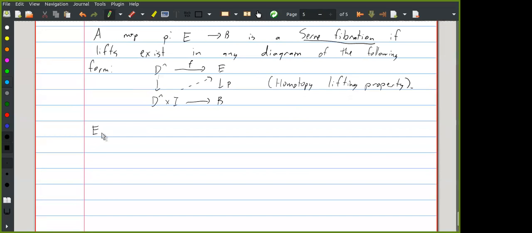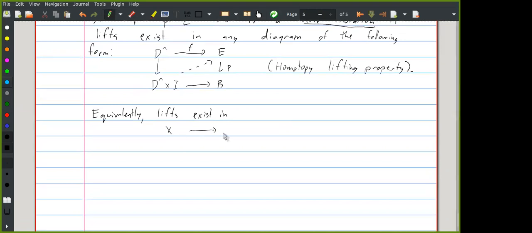It's equivalent to say that lifts exist in any diagram that looks like this. Where X is a CW complex. There's a stronger notion of fibration where we require these lifts to exist for any space whatsoever. But again, this stronger notion is maybe not going to be the most useful one for us.